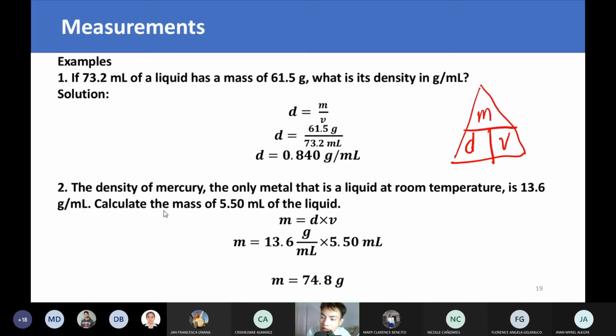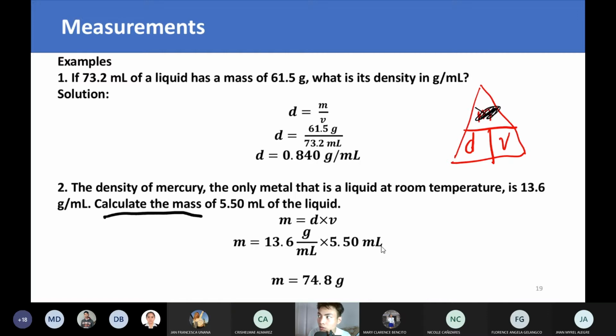Ano hinahanap dito? Sabi dyan, calculate the mass. So, takpan mo to. Ano yung operation na matitira? D times V. So, that means mass is equal to density times the volume. Ano pa yung kailangan natin i-take note? You should take note that the units must cancel out. So kung ml yung unit ng volume sa density, kailangan ml yung unit ng volume mo ng liquid.